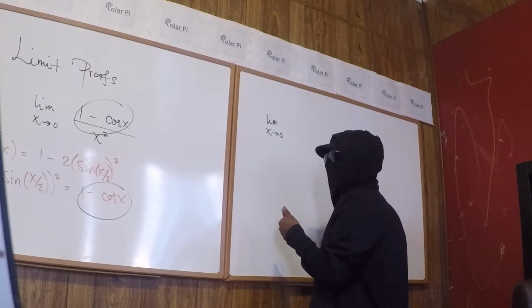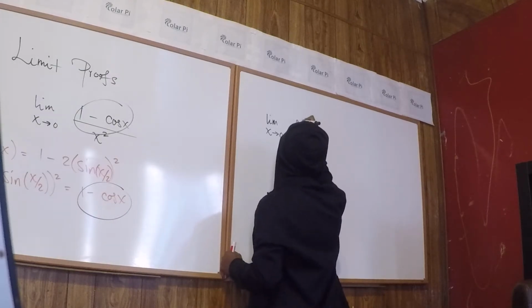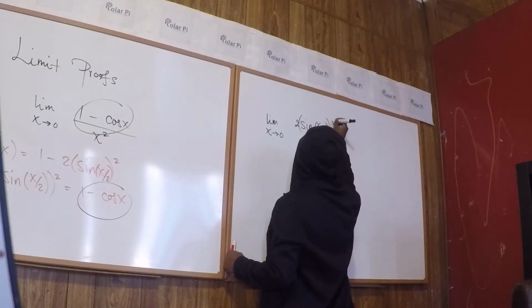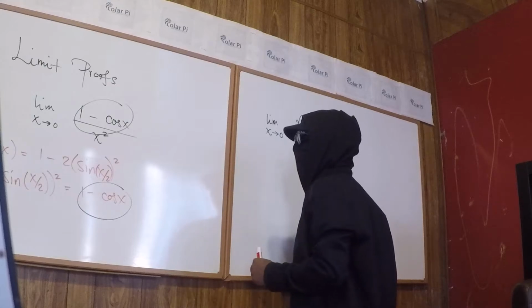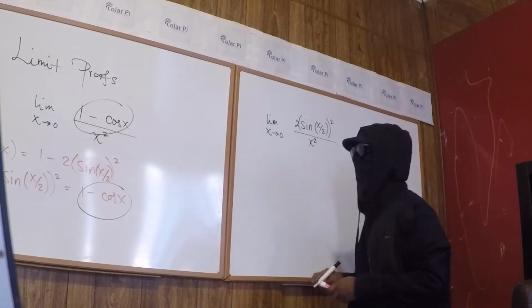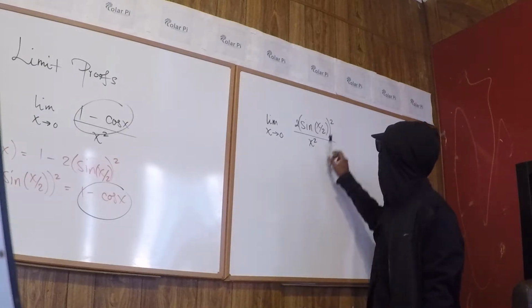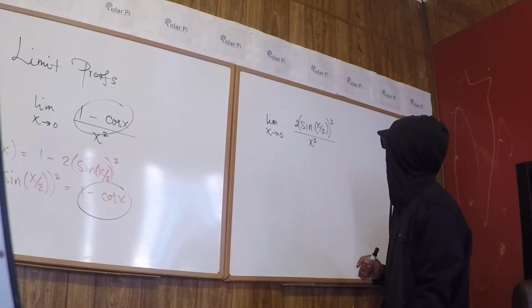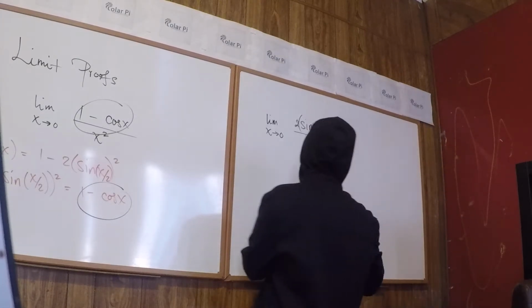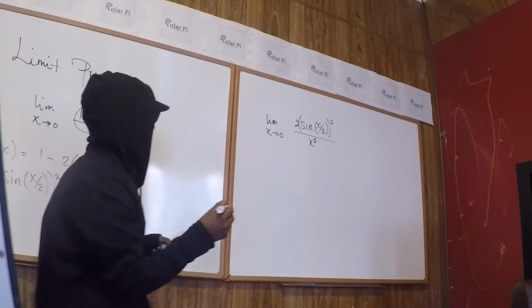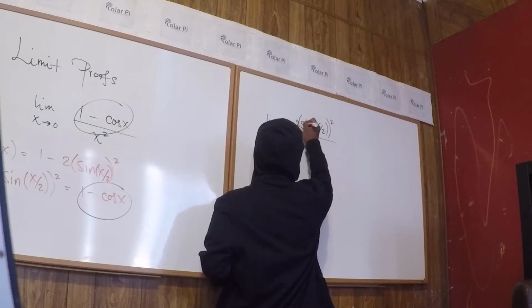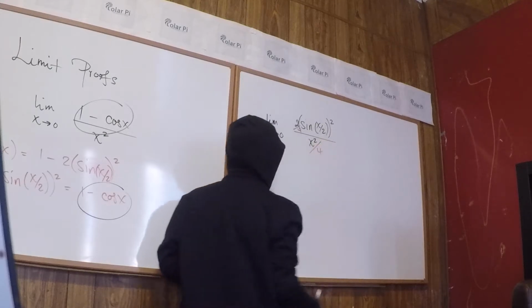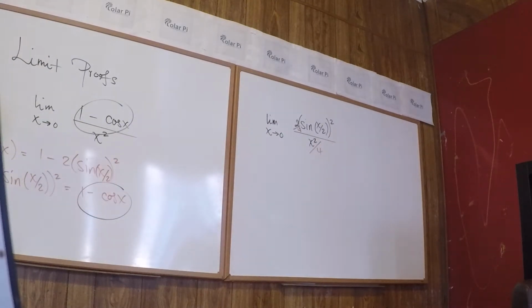So the limit as x goes to 0 of 2 sine of x over 2 squared over x squared. All I have done in this step is replace 1 minus cosine x with this, which we found through our work. Now, there are some conveniences here, but before that, for reasons you're about to see, I'm going to divide by 4 here, so I'm dividing the numerator by 4, and therefore I have to divide the denominator also by 4. And you'll see why in a second.